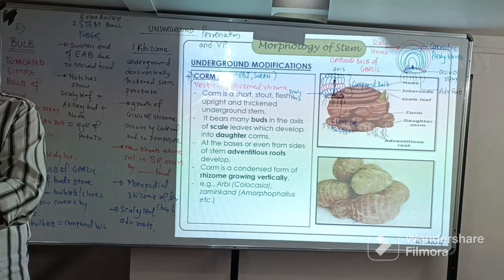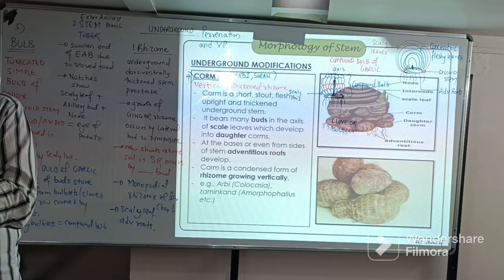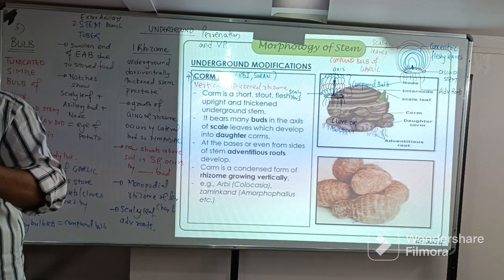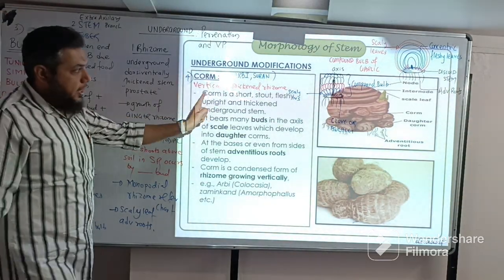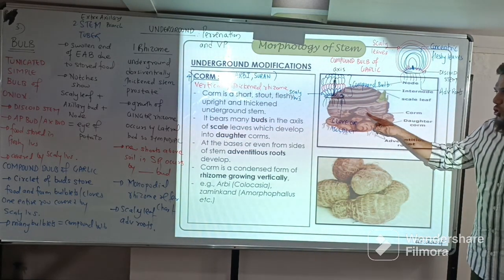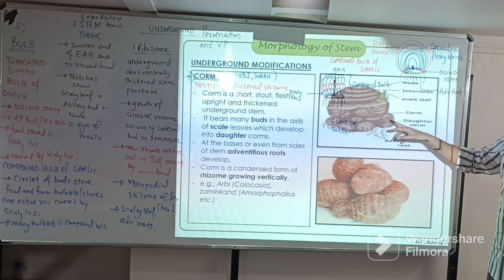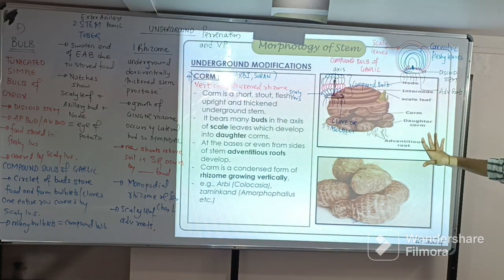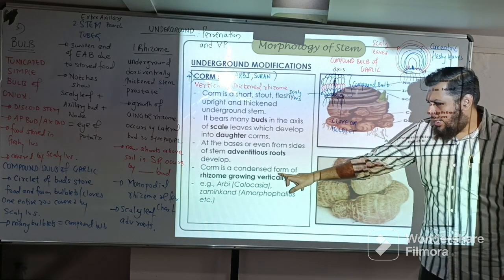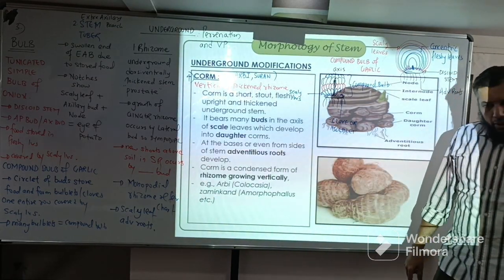My question to you is, rhizome is vertical or is it horizontal? Horizontal. Is it erect or is it prostrate? Prostrate. But the corm, look at the corm. Is it horizontal or is it vertical? Vertical. So vertically thickened rhizome is called a corm. It will show the presence of scaly leaves, buds, daughter corms, which will result in the formation of a new corm. So see what I have written over here. Corm is a condensed form of a rhizome growing vertically. Did you get my point?